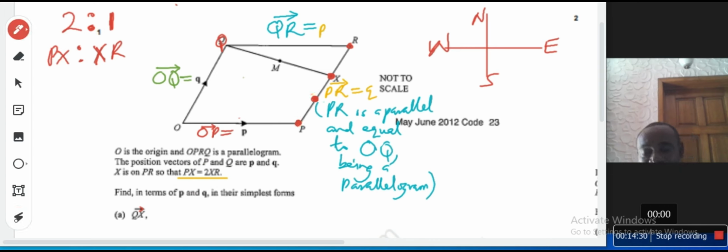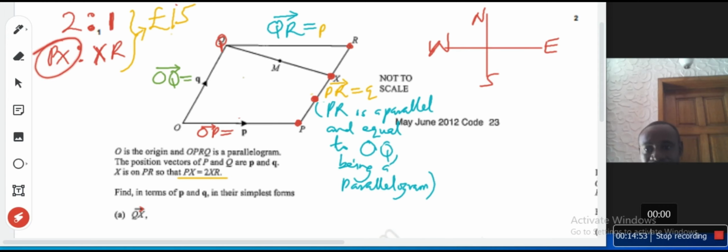Assuming these 2 people are sharing, let's even say they are sharing 15 pounds. 2 of them are sharing 15 pounds. How much will PX get? We know ratio. We've done ratio now. How much will PX get?